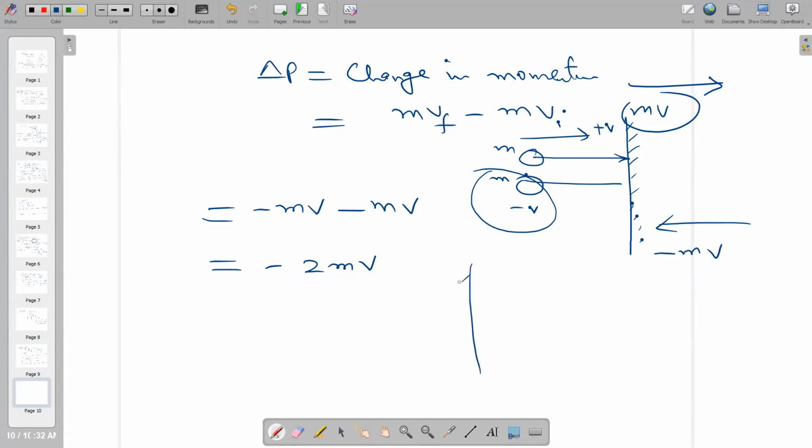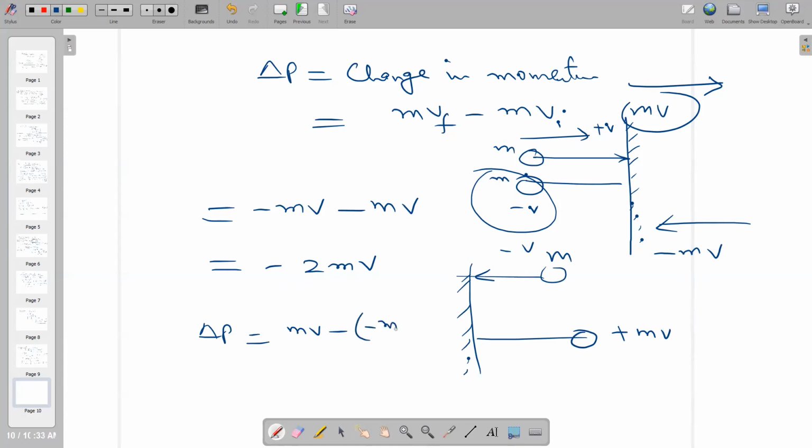But if the ball is striking in this direction with m and v and comes back in this way, this is minus mv, this is plus mv. So the change in momentum is final, mv, minus initial, minus mv. So the total will be 2mv. The difference is just this negative sign, other than that nothing changes. So you should control these things carefully, otherwise it is difficult for you to solve this. Okay.